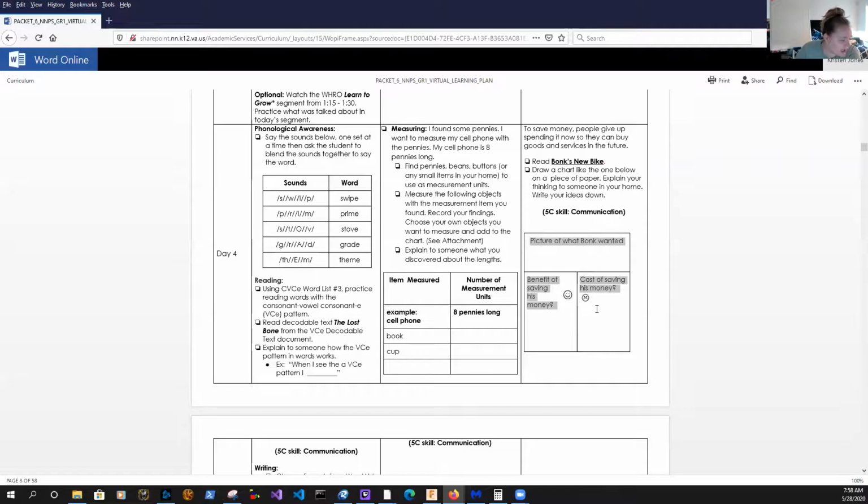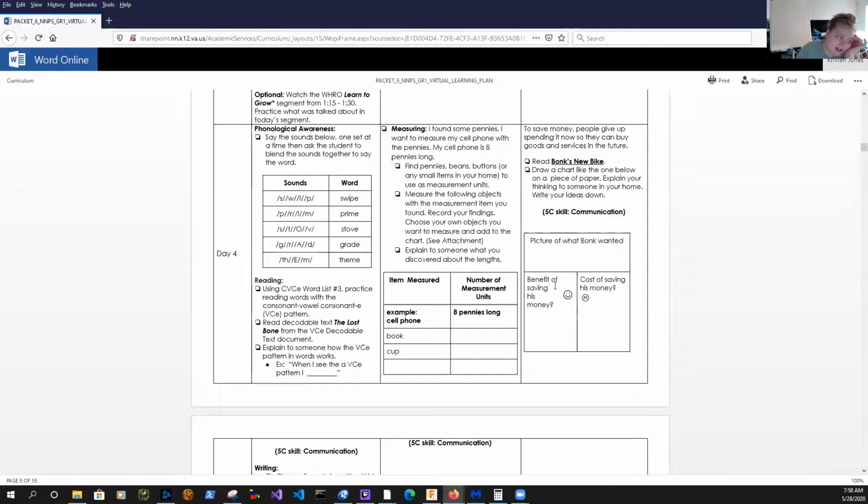It says, draw a chart like the one below on a piece of paper. Explain your thinking to someone in your home. Write your ideas down. So after we've read that story and you've answered the questions at the end of the story, you are going to copy this chart here on a blank piece of paper. Picture of what Bonk wanted. So what did he want? Why was he trying to earn money? So he could draw a picture of it here.